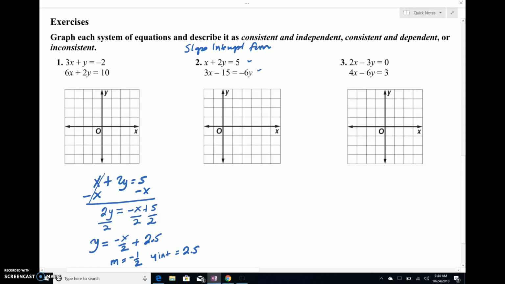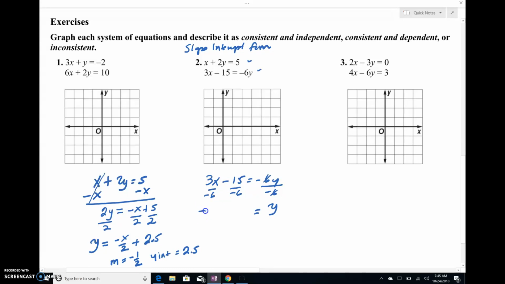The other equation is 3x minus 15 is equal to negative 6y. You notice that we have the y on the right side, so all we have to do is divide by negative 6. Negative 6 divided by negative 6 is y, and we have 3 over negative 6. So what we're going to do is simplify.